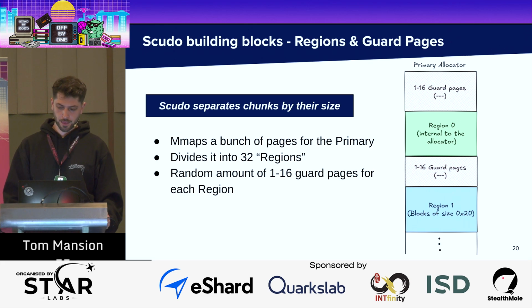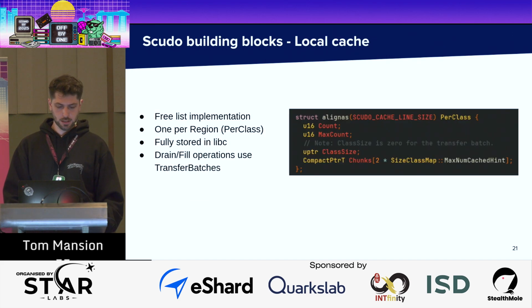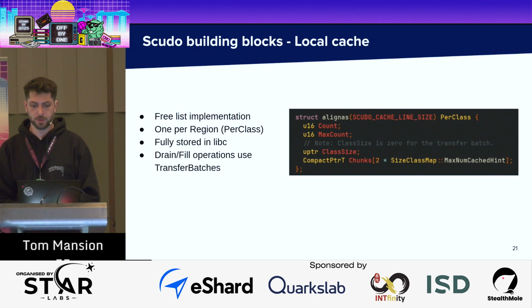So this is done to prevent huge buffer overflows that would spill into a neighboring region, for example. Guard pages are also used in the secondary allocator, so when we mmap a set of pages for an allocation, we'll surround them with guard pages. That's it. Then for the local cache of the primary allocator, it's basically a free list implementation.